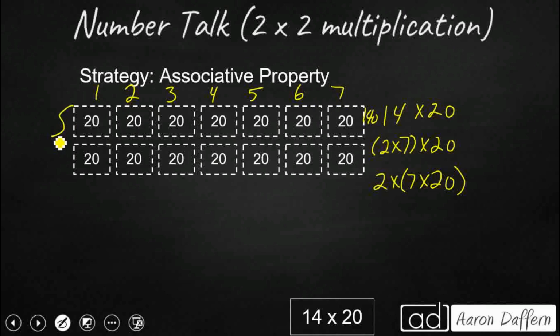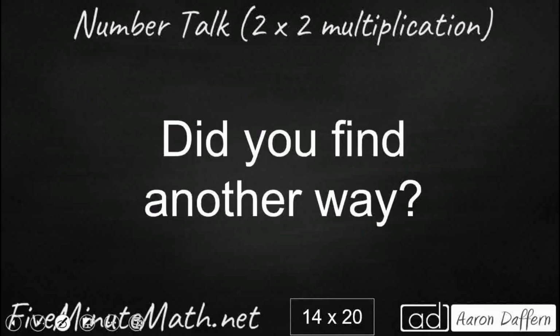Then here's my 2 groups. I'm going to double that, and guess what I'm going to get? 280. So those are all the different ways that I can think of to find 14 times 20 using mental math. If you could find another way, that is fantastic.